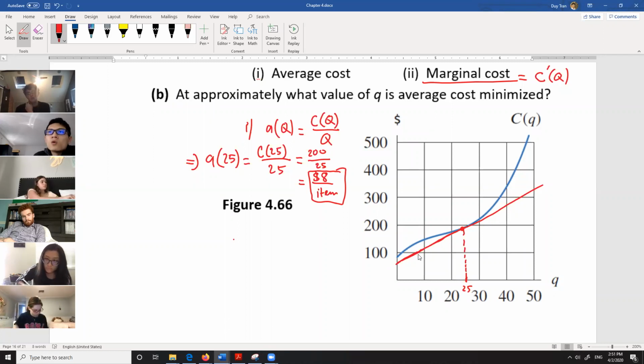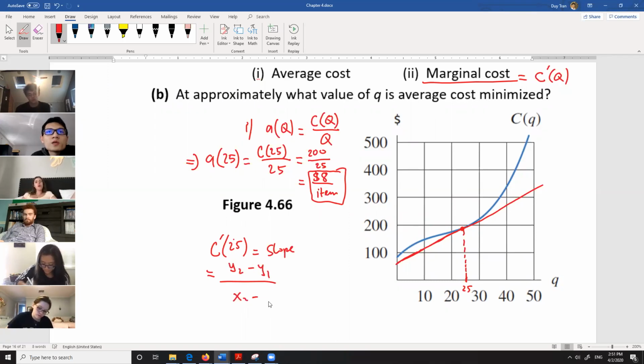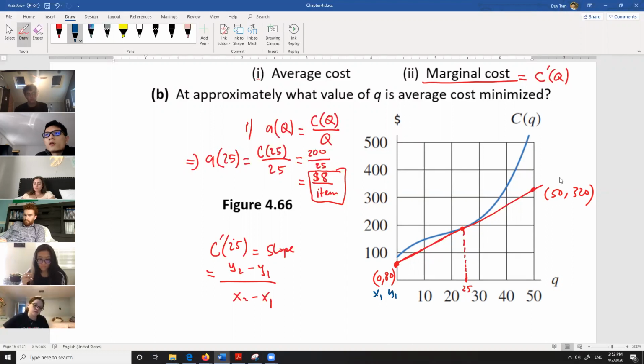Okay, so how do I do that? To find the slope, to find C prime of 25, I have to use the slope formula, right? Y2 minus Y1 over X2 minus X1. Now I have to pick two points on the red line. Let's pick this point and this point, just to make it easy. This point is around 0 and maybe 80. And this point here is 50 and maybe 320. Just estimate that. I'll call this X1, Y1 and this X2, Y2. Then we can just plug the points into the formula.